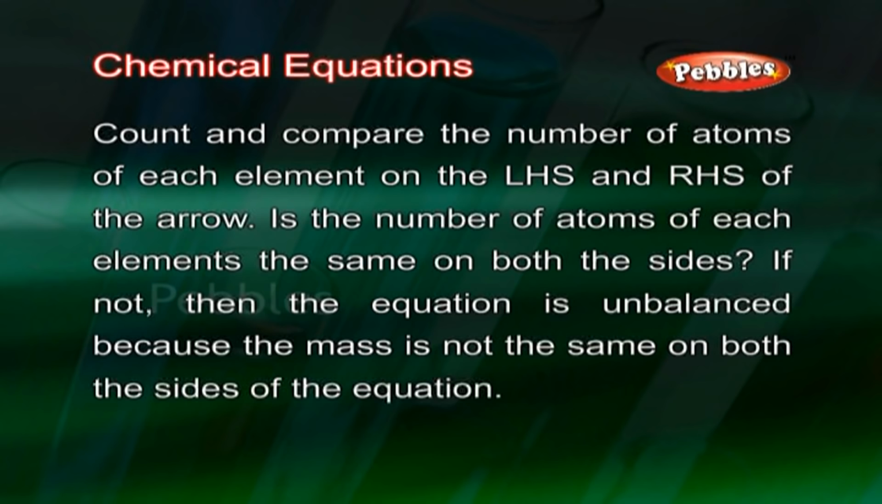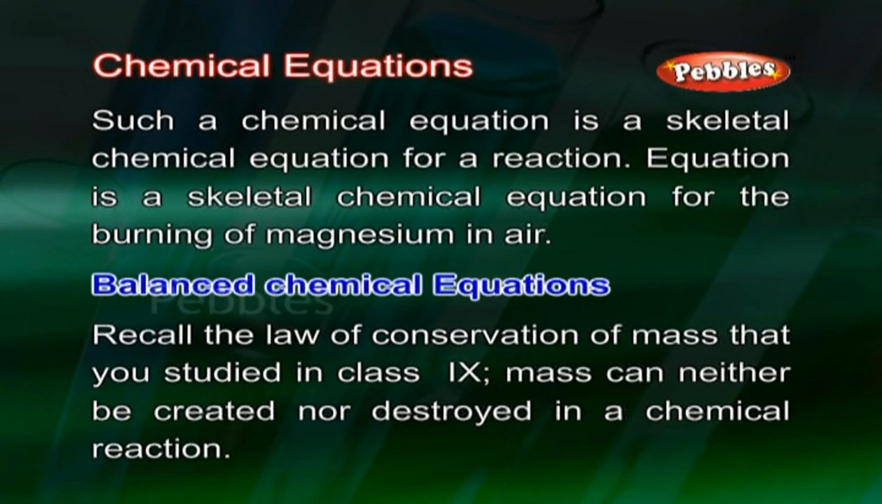If not, then the equation is unbalanced because the mass is not the same on both sides of the equation. Such a chemical equation is a skeletal chemical equation for a reaction. This equation is a skeletal chemical equation for the burning of magnesium in air.